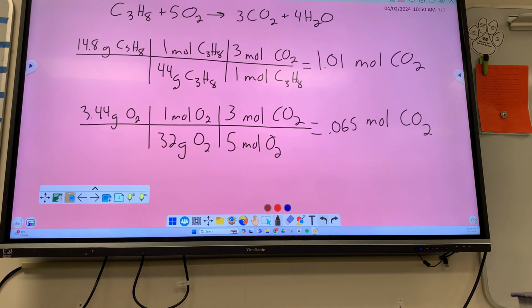Again, there's nothing on here that you guys don't know how to do. In this case, this would be a mass to moles problem, 2 of them.